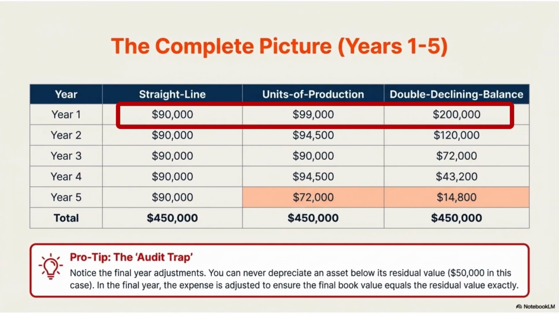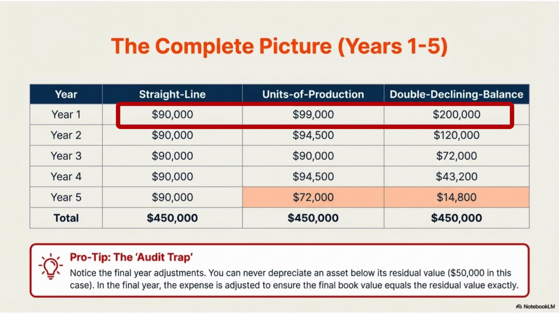Let's make that choice really clear with the numbers from the Taipei Tech AI module. Okay, so $500,000 cost, $50,000 residual value, and a 5-year life. That's a depreciable cost of $450,000. Under straight line, it's easy. It's a steady $90,000 of expense every single year.